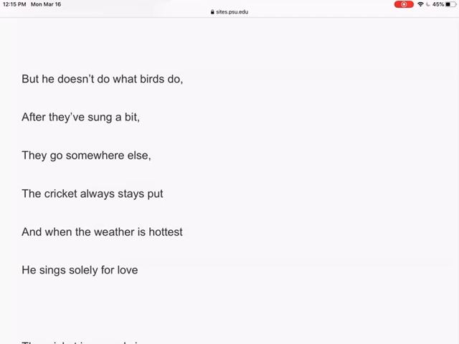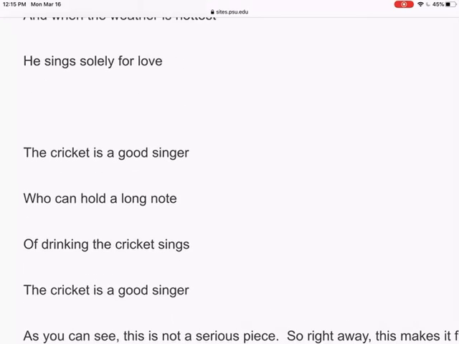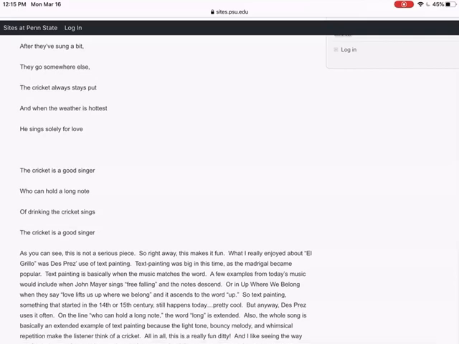That's the second verse. And the words as well as the music changes. That would be your B section. Then finally, just like we had at the beginning, the cricket is a good singer who can hold a long note of drinking. The cricket sings. The cricket is a good singer. The A section again. So very simple form. A, B, A. Okay? Hopefully that makes sense.